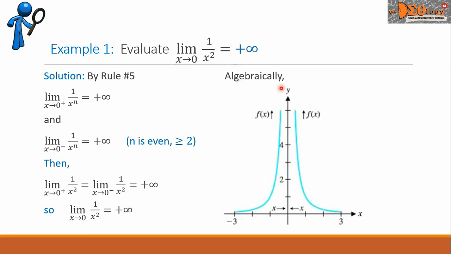Graphically, we can observe the graph of this function. You can see here that when x approaches 0 from the right, the graph is going to positive infinity, while coming from the left, the graph is approaching a y value that is positive infinity also. So this is our final answer.